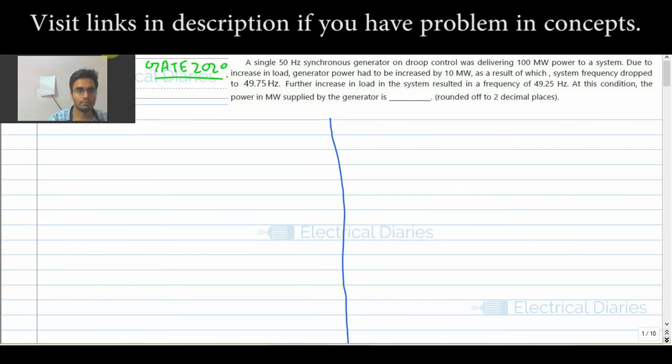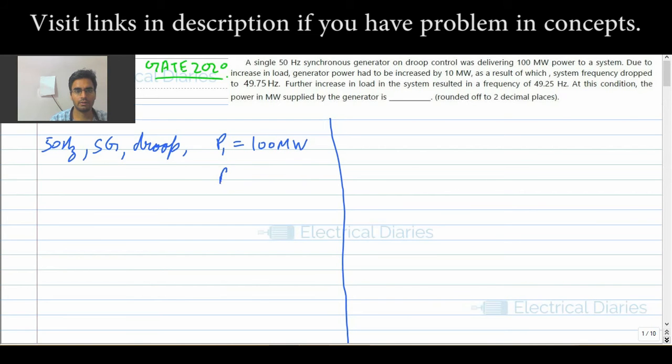So let us solve the first question. A single 50 Hz synchronous generator on droop control was delivering 100 megawatt power to the system. Due to increase in load, the generator power had to be increased by 10 megawatt.